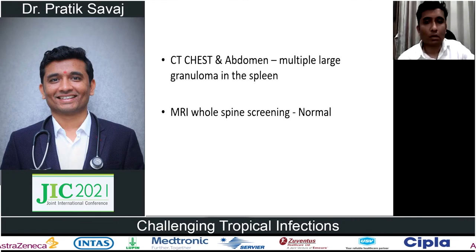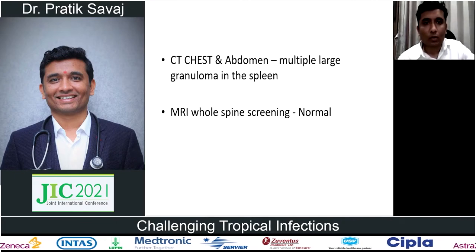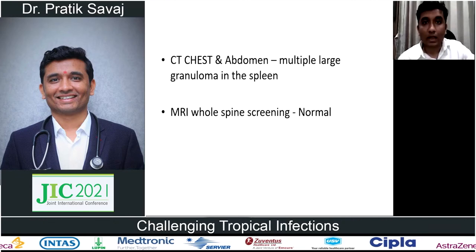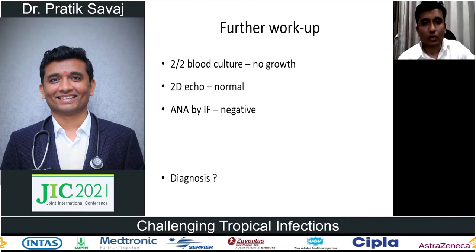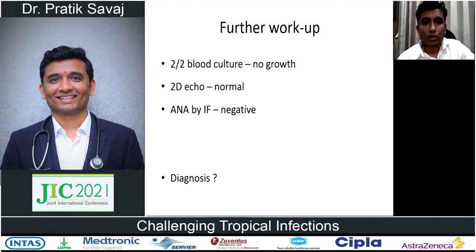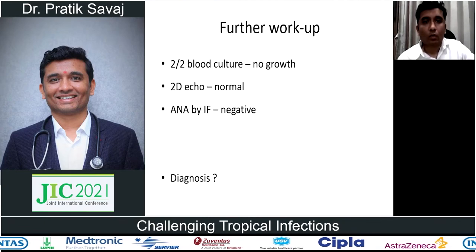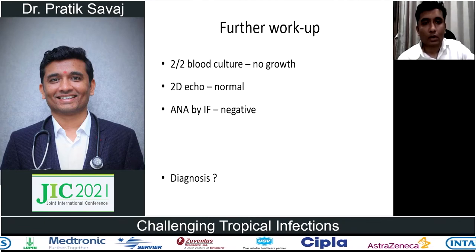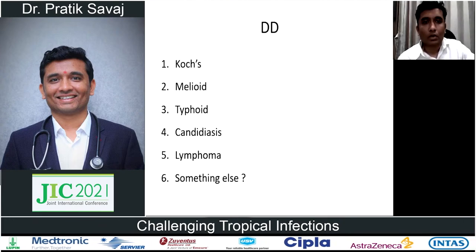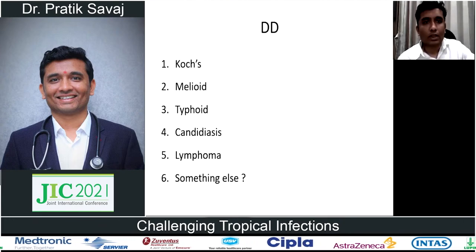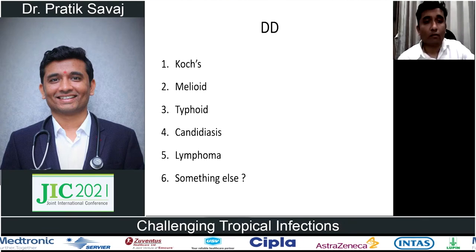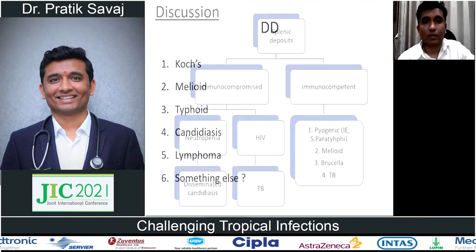CT test of the abdomen only showed this kind of granuloma, and the MRI spine screening was also normal. Blood culture was negative, fully normal, and the immune function was normal. So, what is the differential? Is it TB, melioidosis, or candida, lymphoma, or something else?